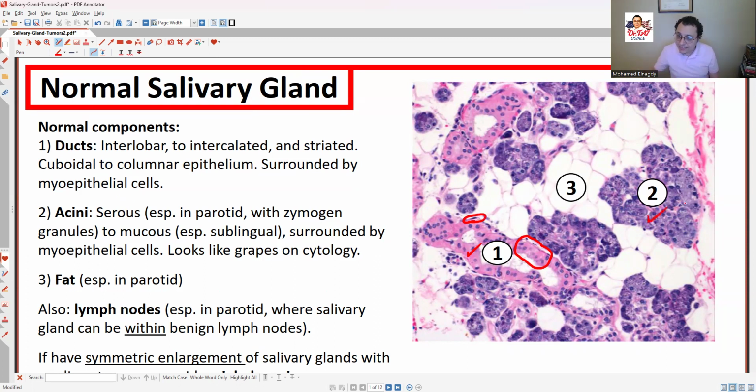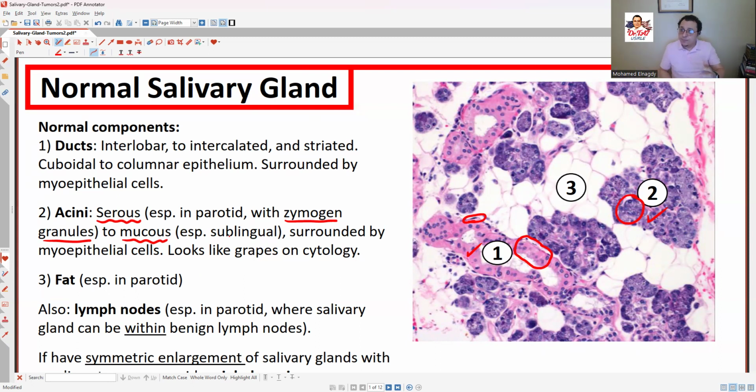And then in number two, you have the acini. The acini are two types, and you might have a third type, which is a mix of the two: serous, mucinous, and the third type is seromucinous, where you have a mix of both serous and mucinous here and there. The serous acini always have these granules, which we call zymogen granules, which are usually blue granules in the cytoplasm, as you see here in the picture. And then there are mucinous acini, or mucus acini, which have cells with clear cytoplasm, indicating mucin in the cytoplasm. And sometimes you have seromucinous.